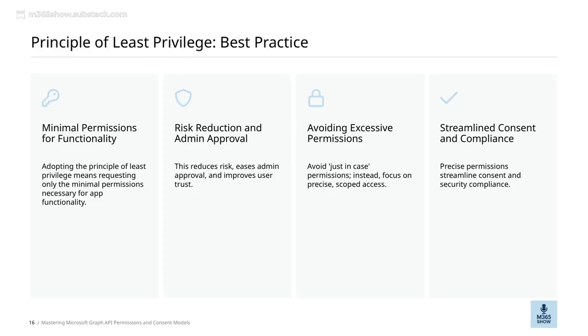This not only minimizes security risks, but also makes it easier for administrators to approve permissions and simplifies the overall approval process. Additionally, when permissions are tightly scoped, it builds greater trust with users because they see that their data is protected and that the app isn't asking for more access than it needs. Adopting this principle means we should always request only the minimal permissions required for our app to function properly. This keeps our environment safer, reduces administrative overhead, and improves user confidence.